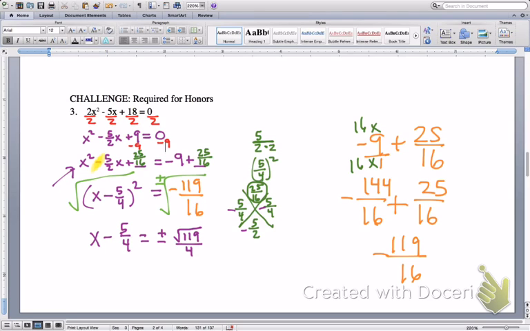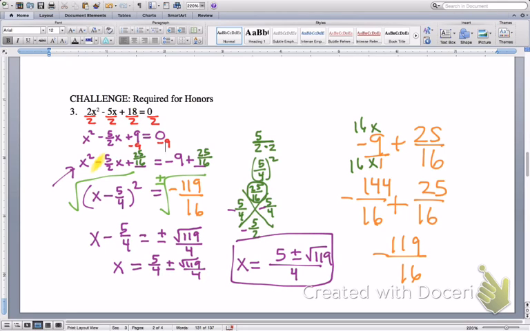Now I'm going to take my x and get it by itself. 5/4 is negative on the left. I'm going to move it to the right. It becomes a positive 5/4 plus or minus the square root of 119 all over 4. I can rewrite this as one giant fraction with a denominator of 4 since both of them have the same denominator. We write 5 plus or minus the square root of 119, which is my final answer. I didn't simplify 119 because it's prime, and I'm pretty much done. So this is the gist of it.